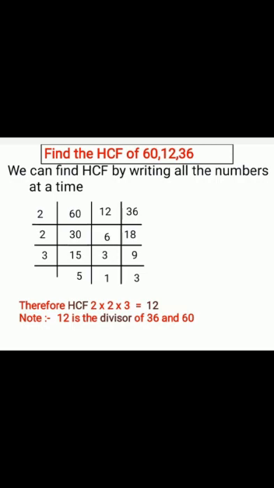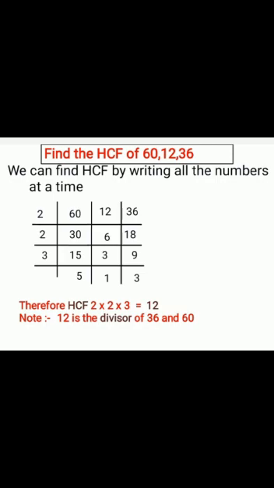So it is 2. 2 30s are 60, 2 6s are 12, 2 18s are 36. Then 30, 6, 18. Now here again the smallest prime number that is divisible for 30, 6 and 18 is 2. So 2 15s are 30, 2 3s are 6, 2 9s are 18. Now 15, 3 and 9.